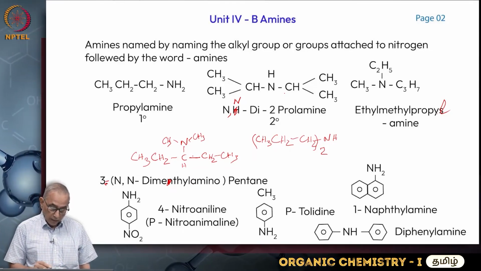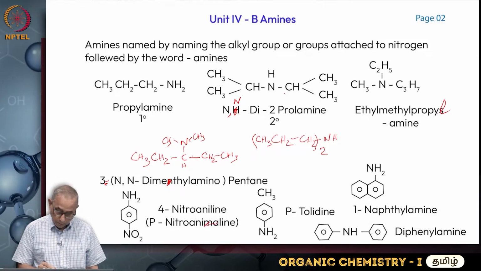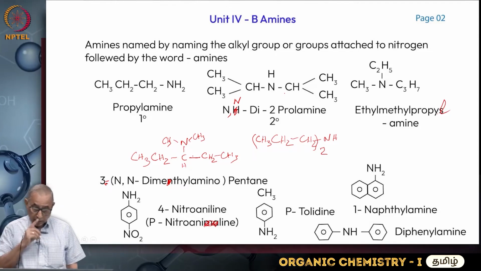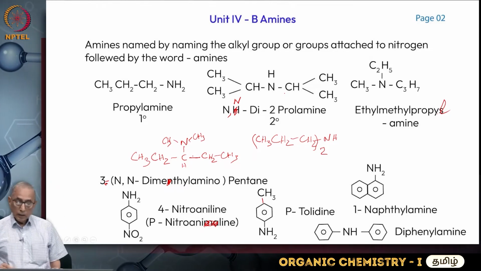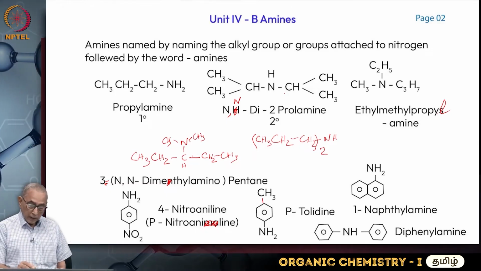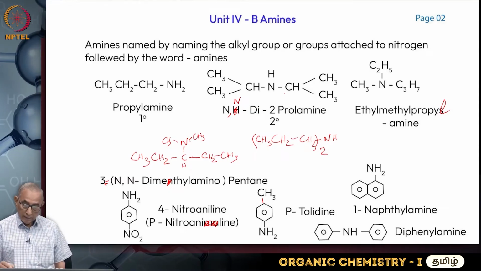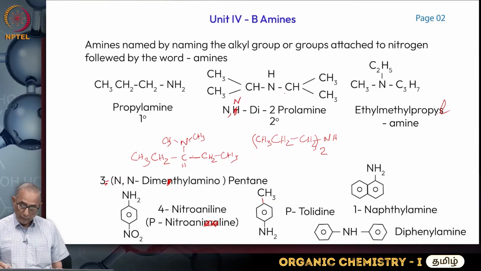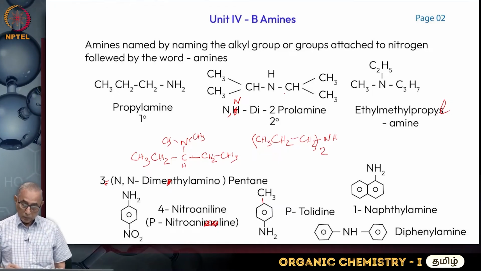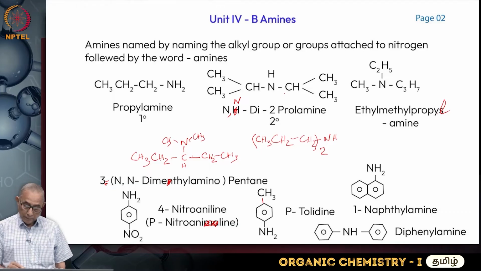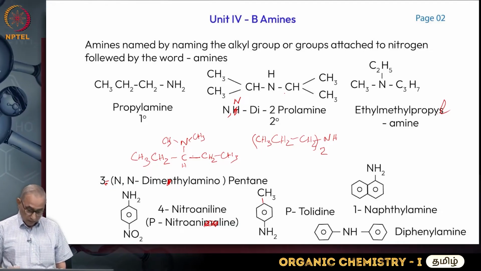This is 4-nitroaniline or paranitroaniline. This one, with an amino group and a methyl group at the 1,4 position, is called paratoluidine. The toluene derivative of amine is called toluidine, paratoluidine. This is 1-naphthylamine, naphthalene where one position is attached to an NH2 group. This is diphenylamine. The NH3 of the ammonia is replaced by two phenyl groups. This is called diphenylamine.